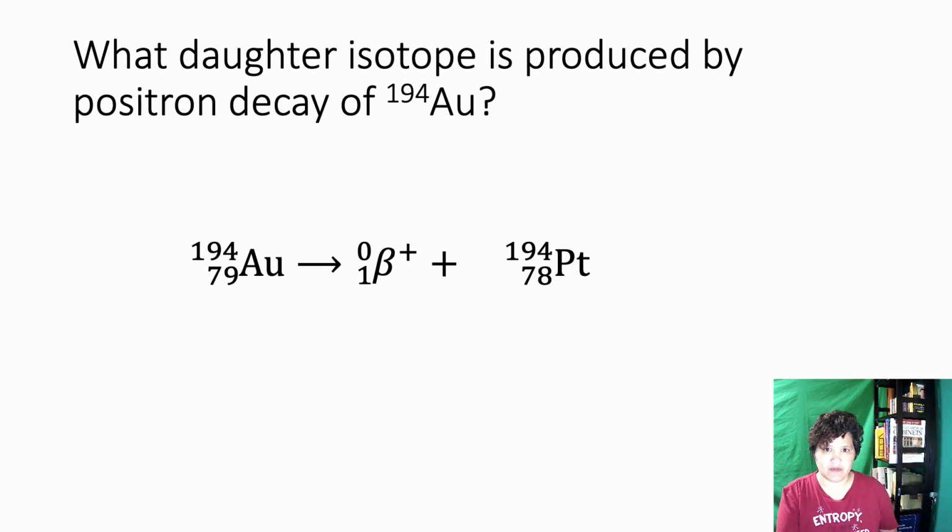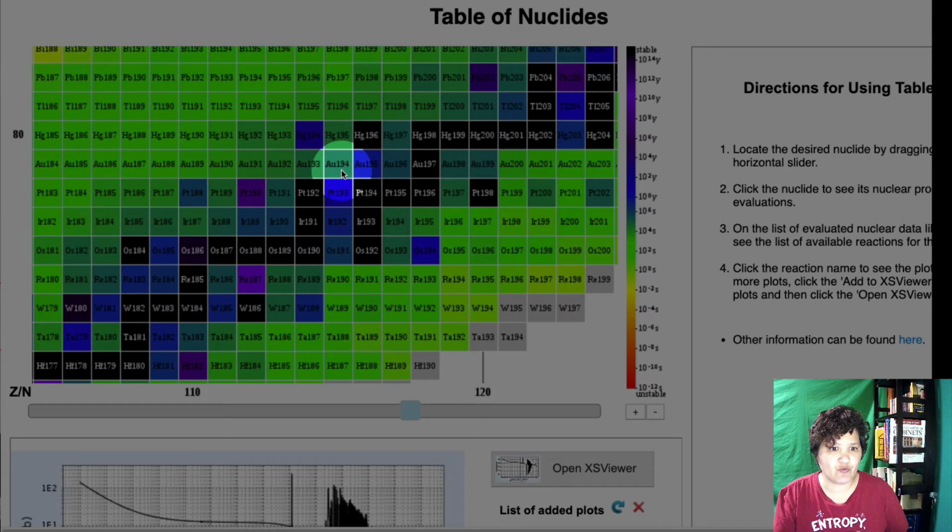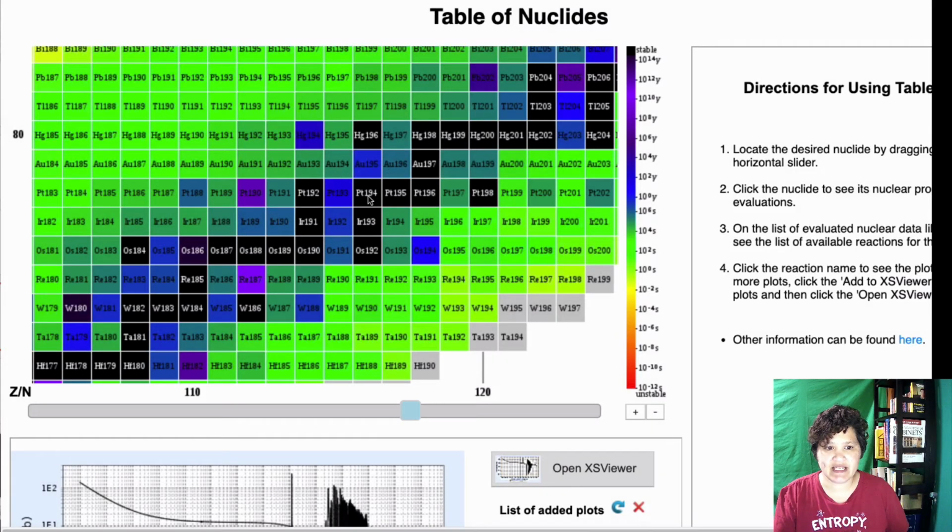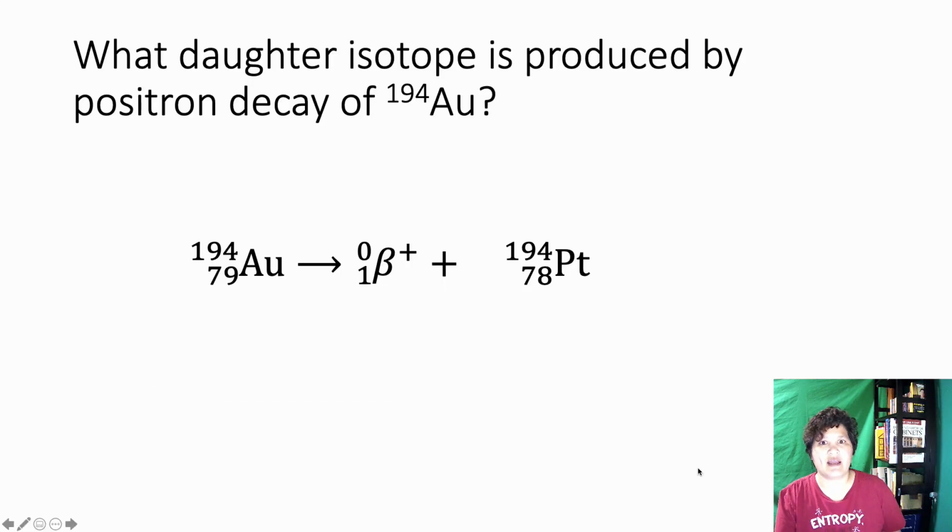So you know the drill, back to the chart of the nuclides. So here's gold 194 right here. Here's platinum 194 right here. So now we're going down and we're going to the right. Okay. And I'm just going to do one of the positrons. So I'm just going to tell you straight out that the positrons always follow this pattern, just like the beta particles and the alpha particles.